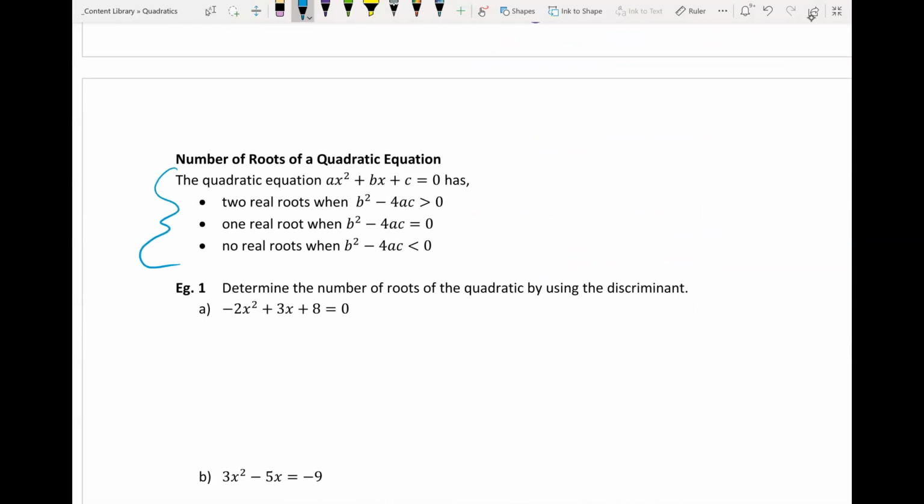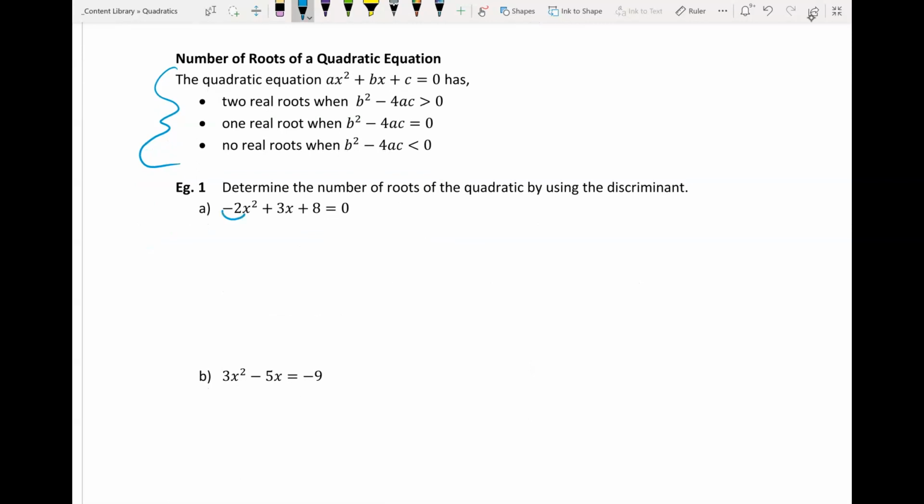The number of roots of a quadratic equation can be determined by the discriminant. So if your discriminant is positive, you're going to have 2 roots. If your discriminant is 0, you're going to have 1 root. If your discriminant is smaller than 0, you're going to have no roots. So we're going to find the discriminant in example 1 and then determine how many roots there are.